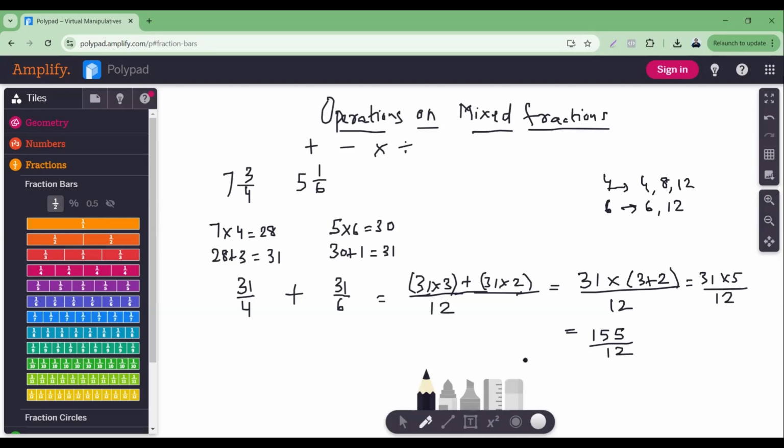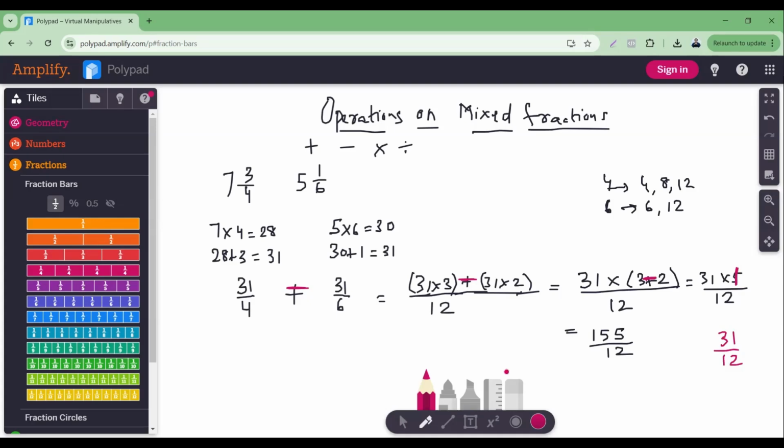Now subtraction. Instead of the addition sign here, I'll just overwrite it. If it's a subtraction, the subtraction sign will come here, inside. So this becomes a 1. So 31 times 1. The subtraction answer would have been 31 by 12.